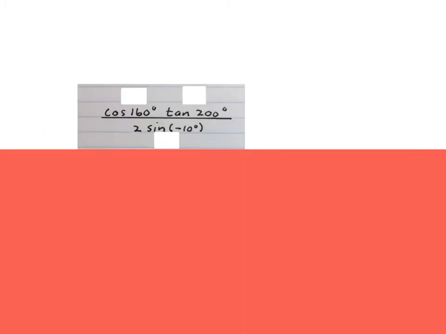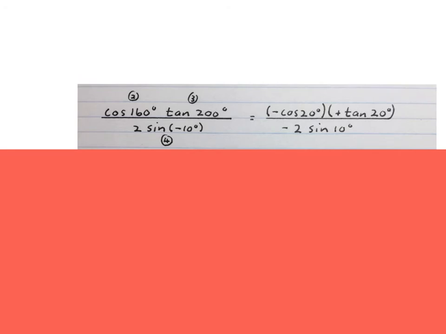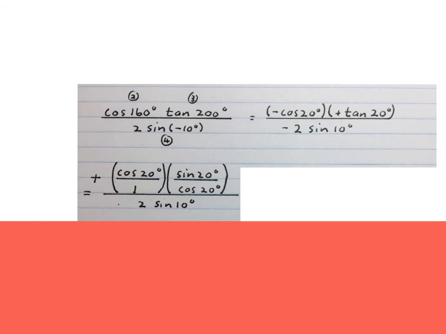It is our third and last expression that we're going to simplify. First we decide in which quadrant we are. Then we reduce each one of them. The cos 160 becomes minus cos 20. Tan 200 becomes plus tan 20. And the sine minus 10 becomes minus sine 10, but in this case minus 2 sine 10 degrees. That minus divided by a minus gives me a total plus.